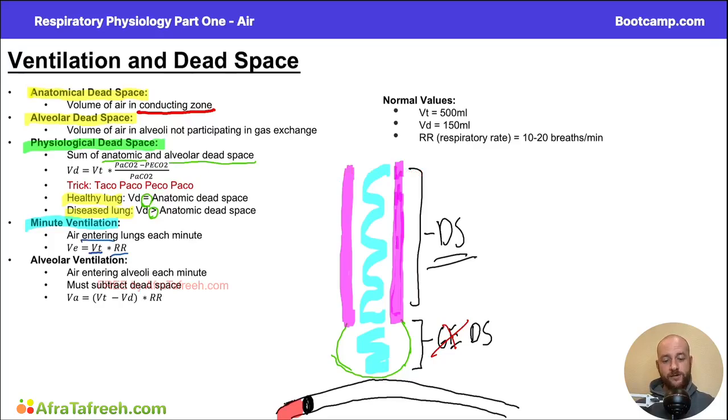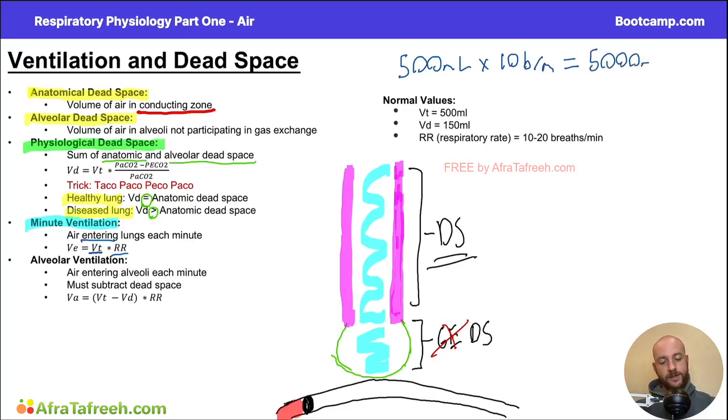Let's say that our tidal volume is 500 milliliters and our respiratory rate is 10 breaths per minute. Then that means we're going to be bringing 5,000 milliliters of air into our lungs every minute.